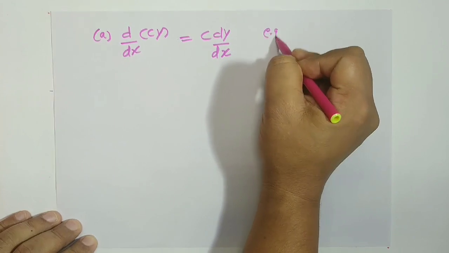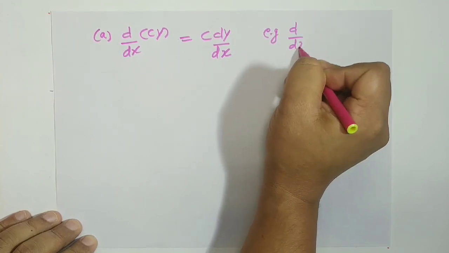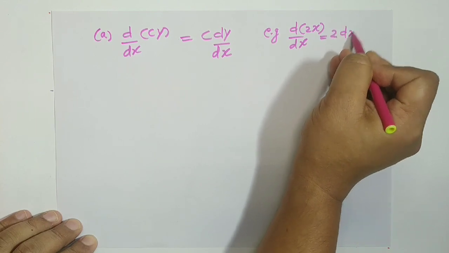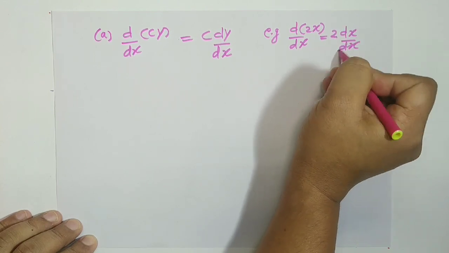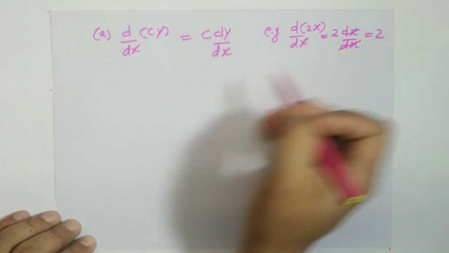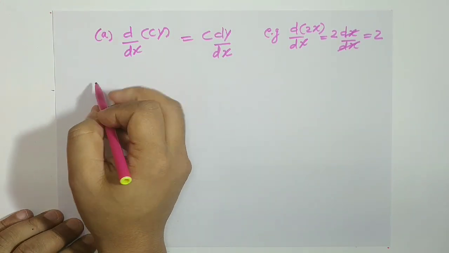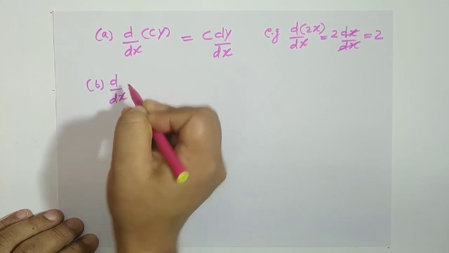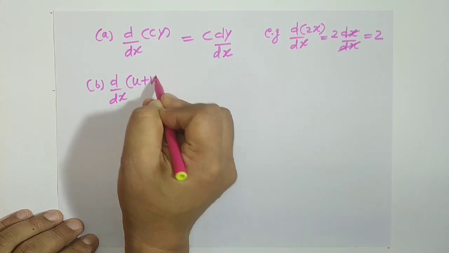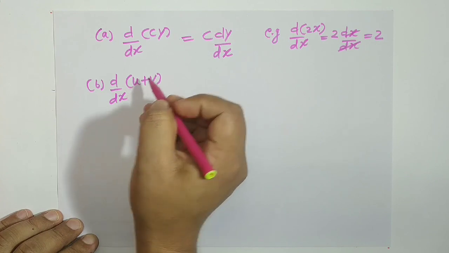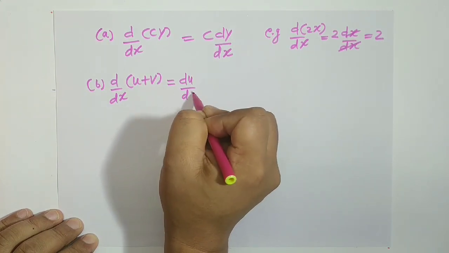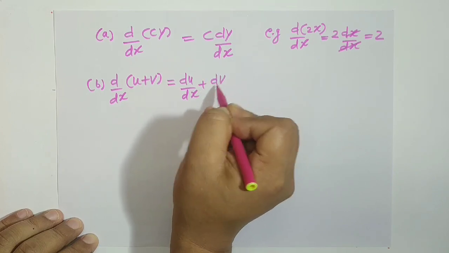Example I am giving, say d/dx of 2x. What should it be? 2 will come out, so it will be dx by dx, they will cancel out, it will remain 2. Okay, then we have d/dx of, say, u plus v. Now u and v both are functions, so certainly both are variables. So du/dx plus dv/dx.